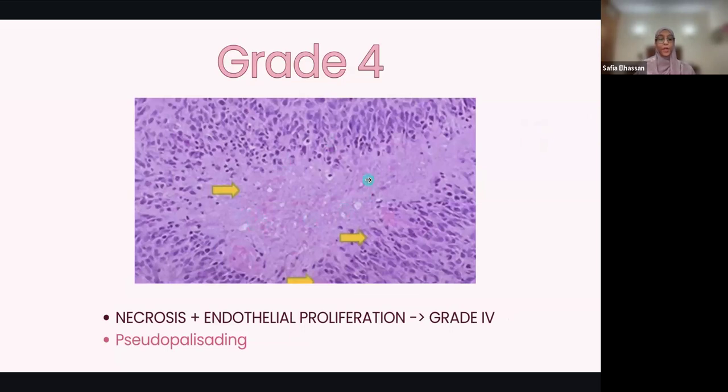And then this is grade 4. Grade 4 has a very distinctive feature, which is pseudopalisading. Do you guys know what pseudopalisading is?